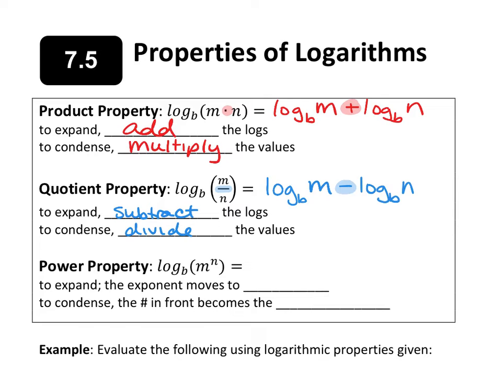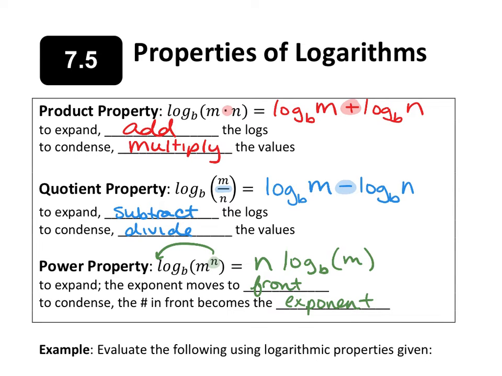The third property is called the power property. It has to do with when we see that we have a logarithm with something in the argument, which is in the parentheses, and that something in the parentheses has an exponent. All we have to do for this is take the exponent and drop it in front of the logarithm, so it'll end up looking like n times the logarithm same base b of m. It becomes a big number in front. Yeah, it becomes a coefficient. So to expand, the exponent moves to the front. To condense, the number in the front becomes the exponent for that term.